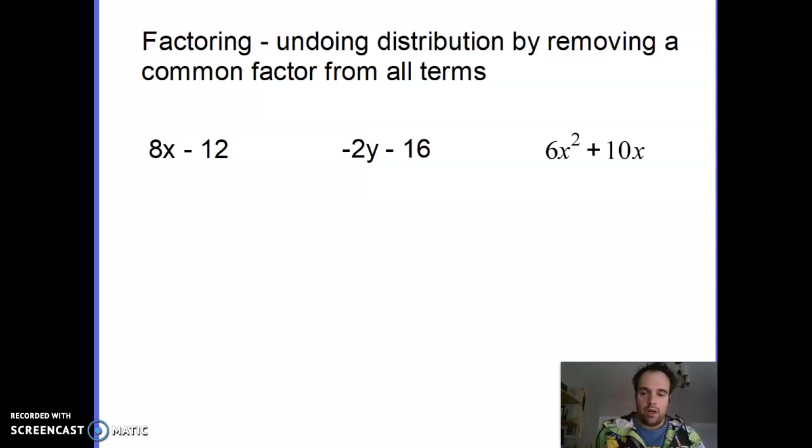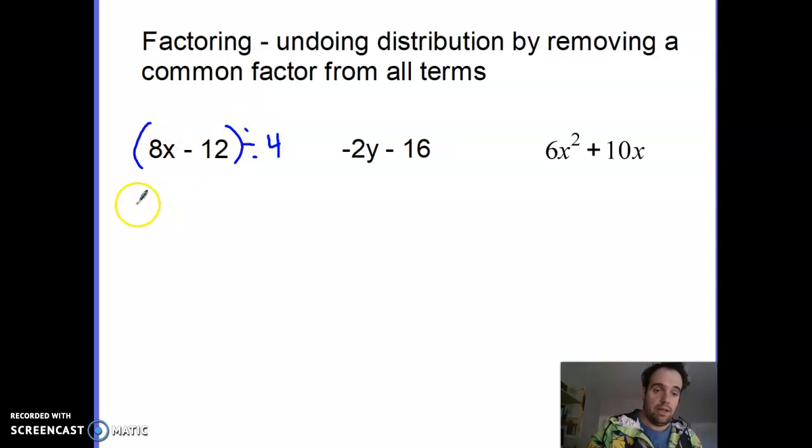So the hardest part of this is determining what is the biggest thing I can take out of both parts. The biggest thing I can take out of both 8 and 12 is 4. Now, if you're not good at GCF, go back and look at my other video on GCFs. It'll help. So I'm basically taking out a 4. I'm going to just divide all these by 4. Sorry about that, that's not a division symbol. Divide both of these by 4.